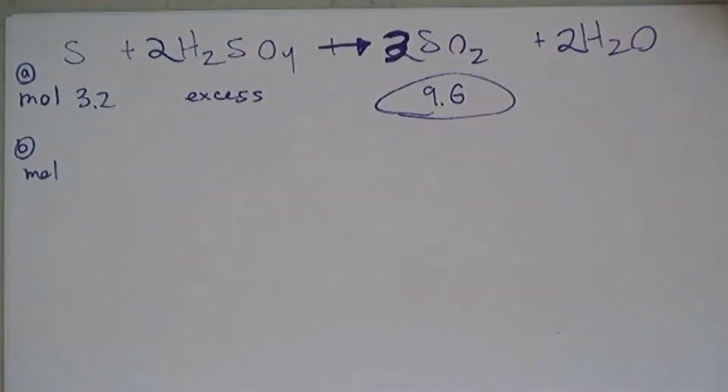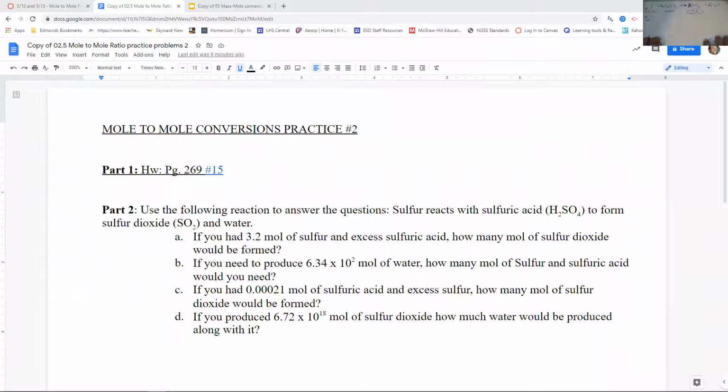I'll go share the screen really quick so we can get that information written down, and we'll go ahead and do B here, okay? So if you need to produce 6.34 times 10 to the 2 moles of water, so that should go under water, 6.34 times 10 to the 2. How many moles of sulfur and sulfuric acid do you need? So it wants this and this. Okay, it wants both those.